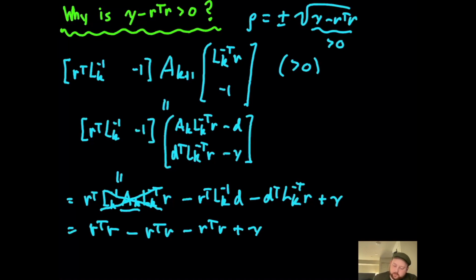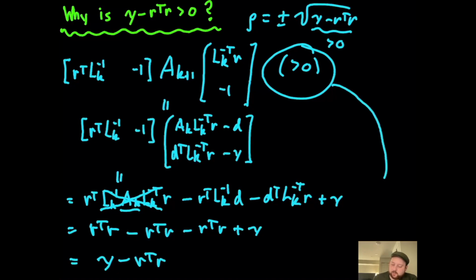Right, and so what this will do is we're going to wind up with a final sum of gamma minus R transpose R. Right, and so remember what we said at the very beginning. We already know that whatever this result is, it has to be positive. So we know that therefore gamma minus R transpose R has to be positive, right?